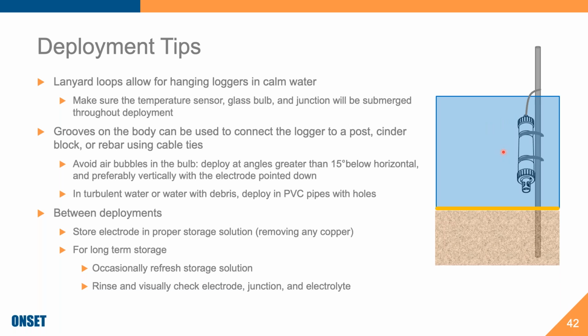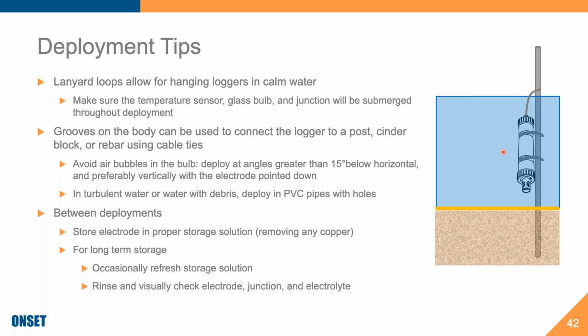And it's actually really important to consider deploying it at an angle greater than 15 degrees below horizontal, because if it's not at 15 degrees below horizontal, you could potentially get air bubbles in the glass bulb, and the air bubbles will affect your readings. So another thing to keep an eye on when you're about to redeploy your logger is to make sure that the pH bulb has no air bubbles in it.